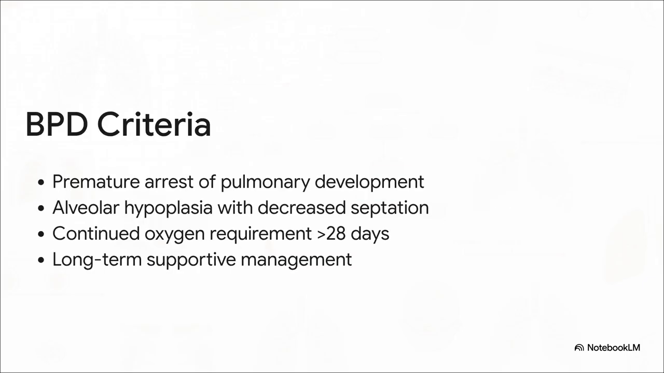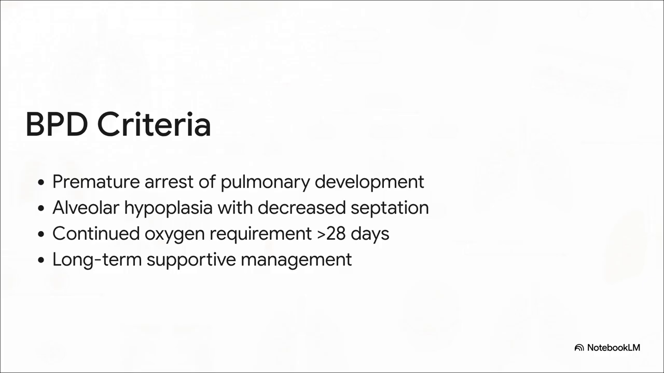If you have a premature infant on prolonged supplemental oxygen or mechanical ventilation, they're at risk for bronchopulmonary dysplasia, or BPD. This is a chronic lung disease of prematurity where pulmonary development basically arrests. You end up with alveolar hypoplasia and impaired vascular development. The main clinical clue? A premature infant needing supplemental oxygen for more than 28 days.